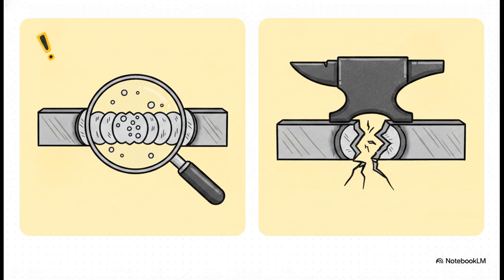An imperfection is simply any physical deviation from the intended shape, maybe a tiny air bubble, which we call porosity, or just a slight change in the weld's width. But a defect? That carries major structural and legal weight. A defect is an imperfection that is so severe, it formally fails to meet the required quality standard.